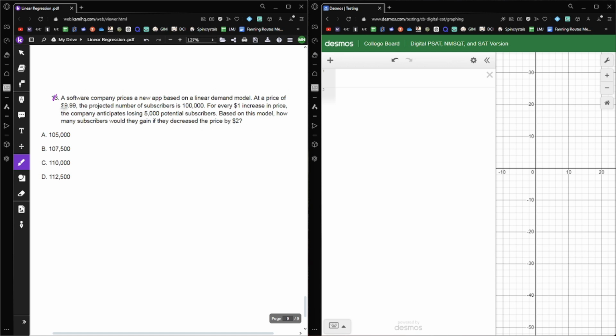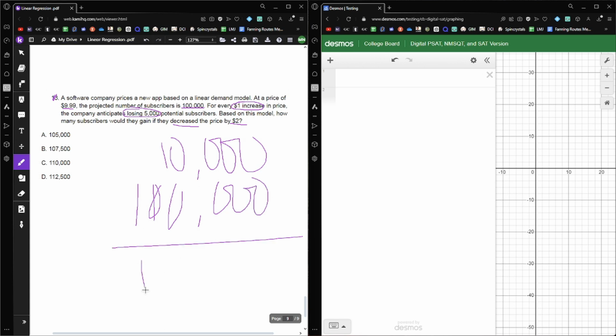So they do give us one point right here, which is $9.99 and 100,000 subscribers. You don't get the second point, but they literally just give you the slope or the rate of change. So for a dollar increase, you lose 5,000, which means if we decrease a dollar, we're gonna gain 5,000. So if they decrease by $2, they would gain 5,000 times 2, which is just 10,000. So they would gain 10,000 subscribers. 10,000 plus 100,000 is just 110,000. I don't know why I'm writing this all out, but our answer is C.